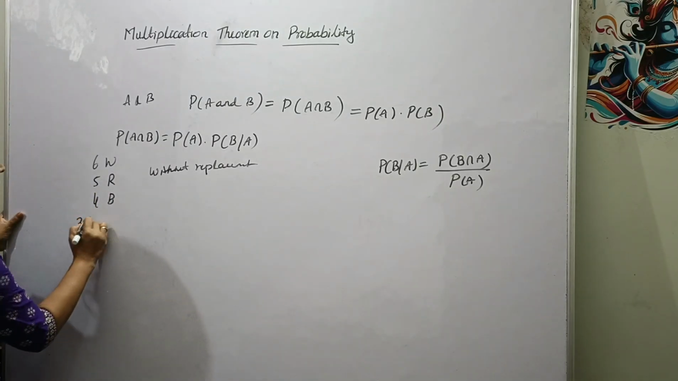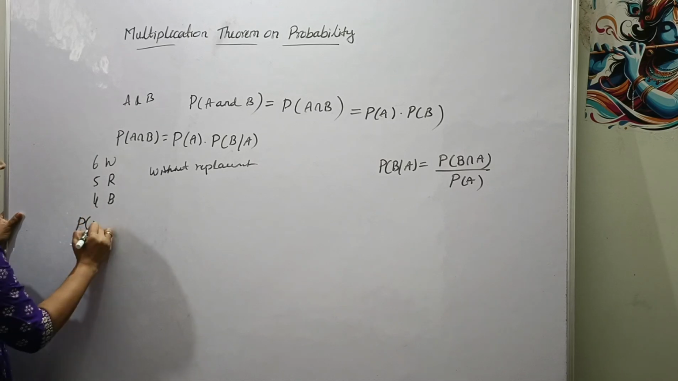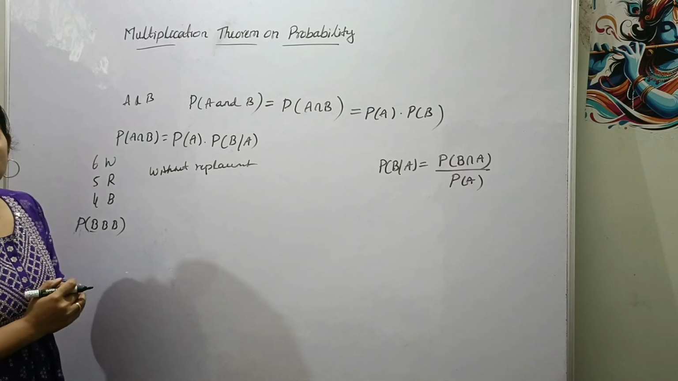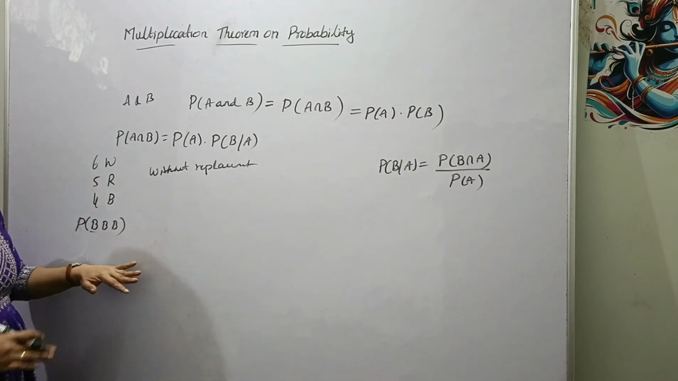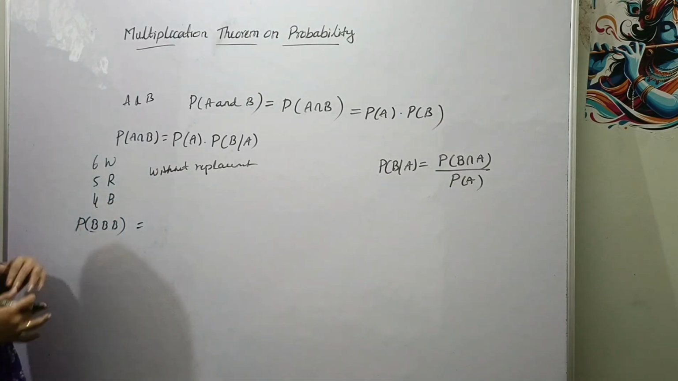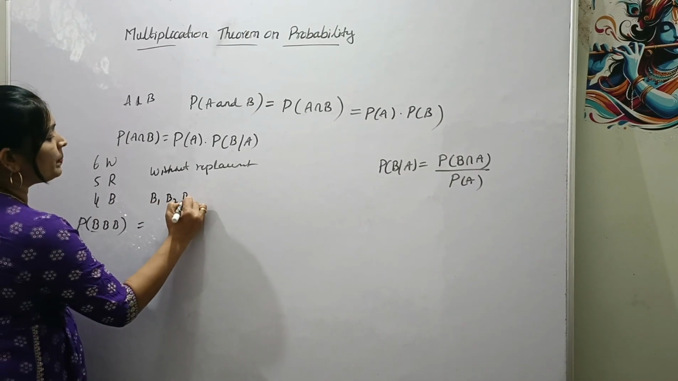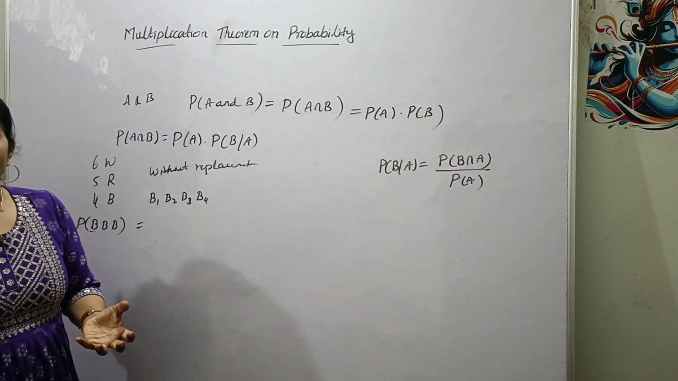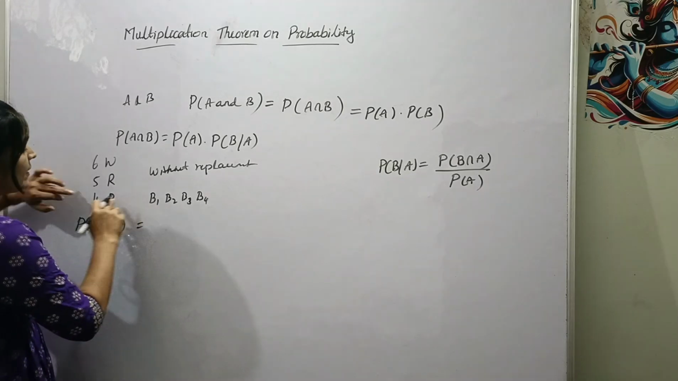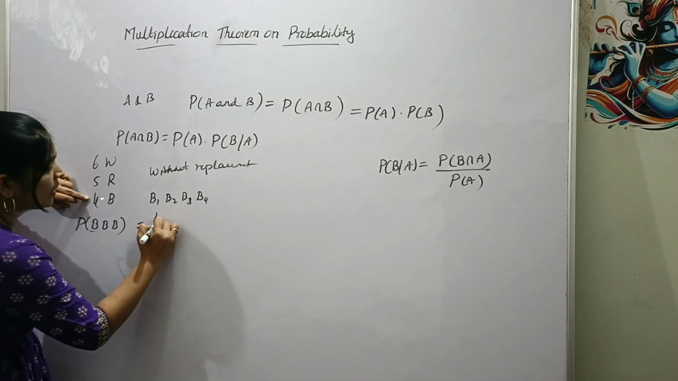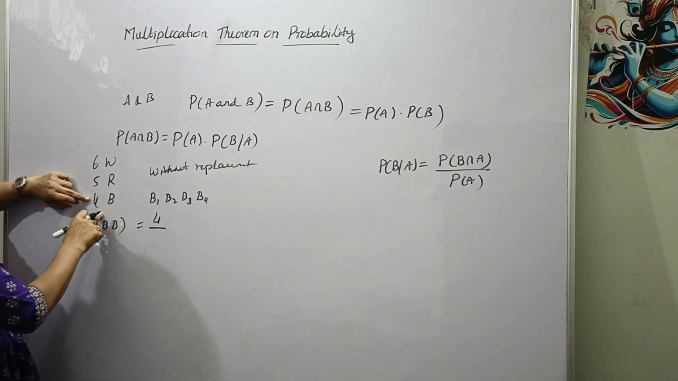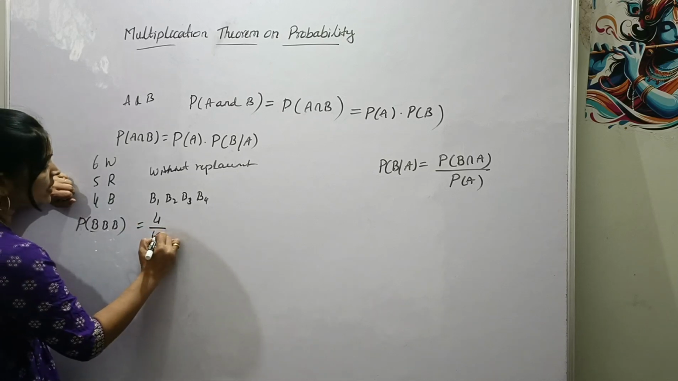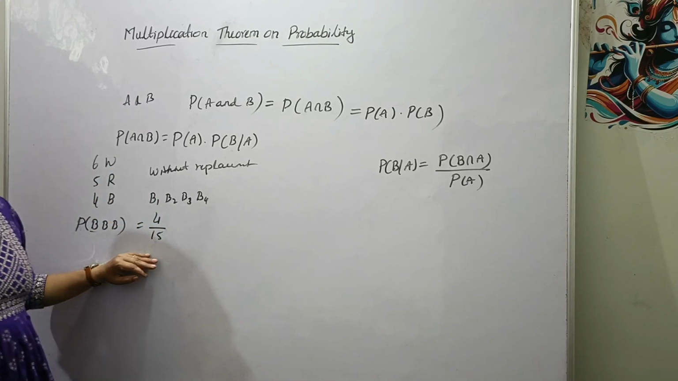So here, probability of 3 black balls. Now there are a total of 4 black balls, right? So the probability of 3 black balls, let's name them B1, B2, B3, B4. First we select one ball. What is the probability of the first ball? There are 4 black balls, so 4 divided by the total number of balls, which is 15, right? So 4 by 15. That is the probability of the first ball.